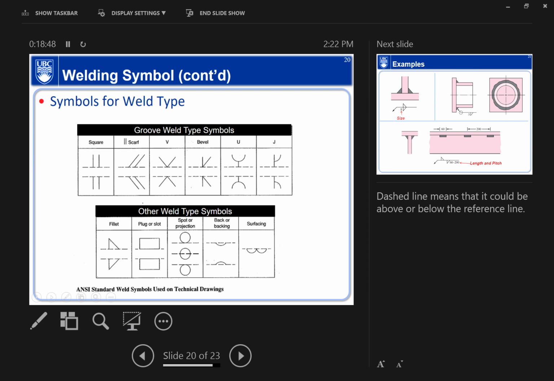As you can see, the first one here is the groove weld type symbols. They're different groove types. And the bottom here, those are the fillets. When you draw a triangle, that basically means the fillet weld. When you draw a horizontal block rectangle here, that basically means the plug slot. When you draw a circle, it means it's a spot weld. That's how you interpret the symbols here.